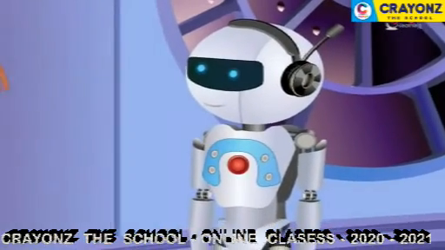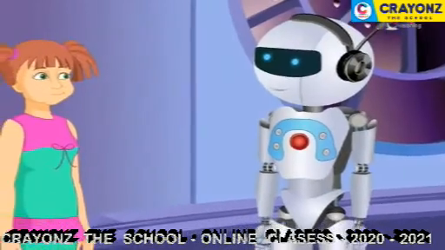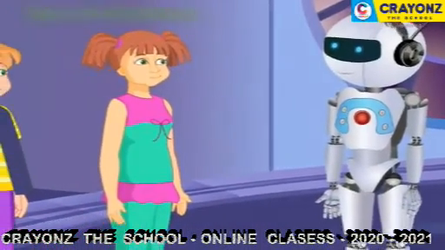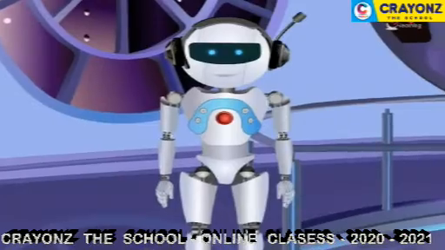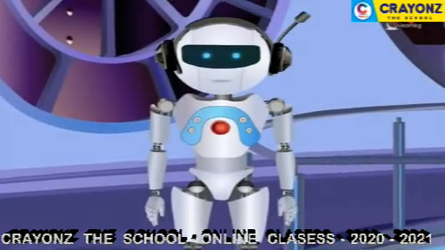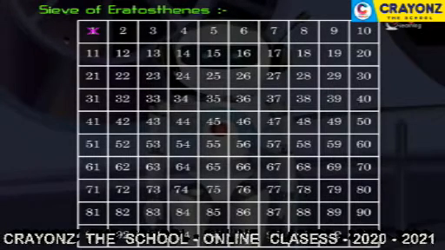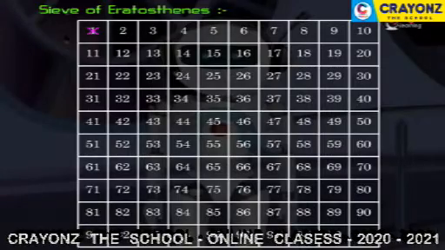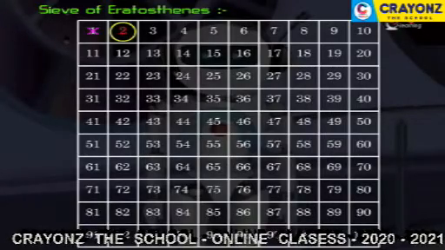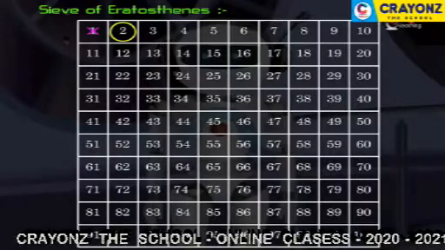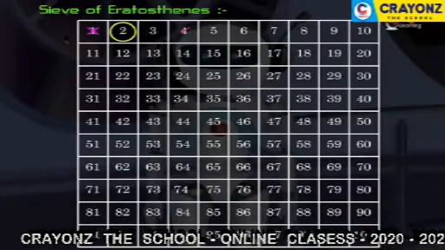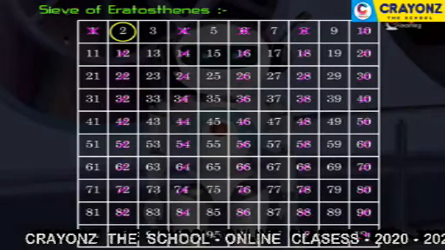You can find out the prime numbers up to 100 with the help of a method known as the sieve of Eratosthenes. Let me teach you how to find the prime numbers by this method. Make a 10 by 10 grid and write numbers from 1 to 100. Cross out 1 because 1 is neither a prime nor a composite number. Now, the least even prime number is 2. Circle it. Cross all the multiples of 2, that is 2, 4, 6, 8, etc.